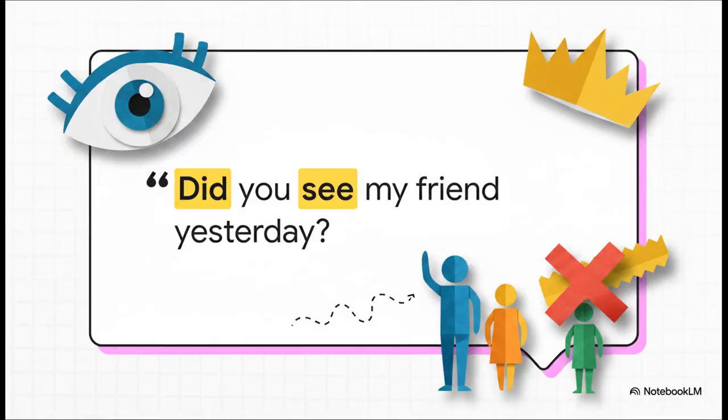Here's a perfect example. We ask, did you see my friend? We use see, the base verb, not saw. So many people say, did you saw? And it's a super common mistake, but not for you, because now you know the golden rule.